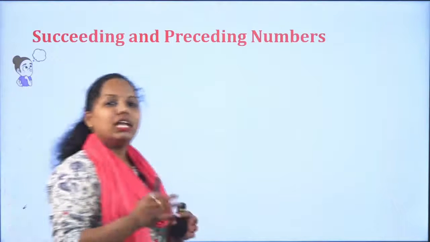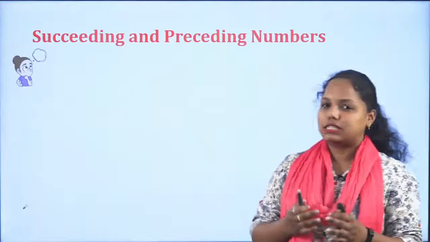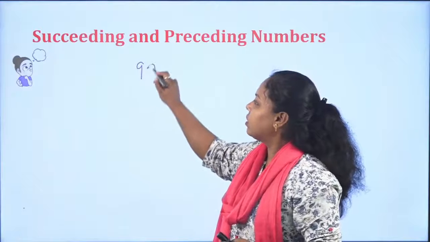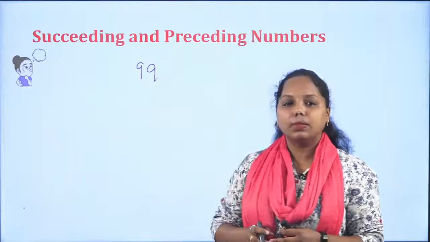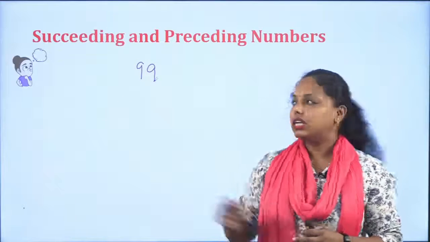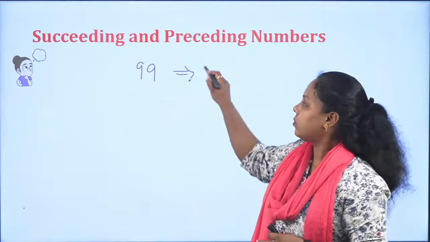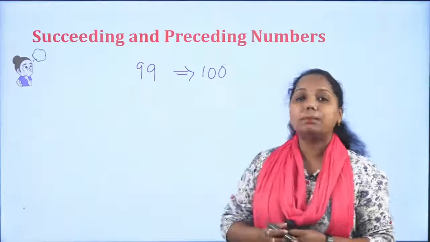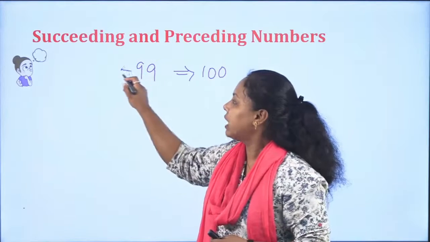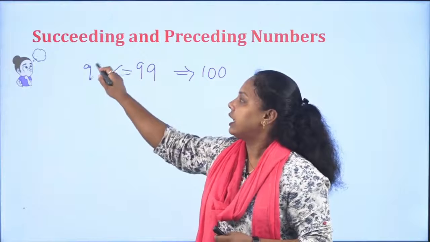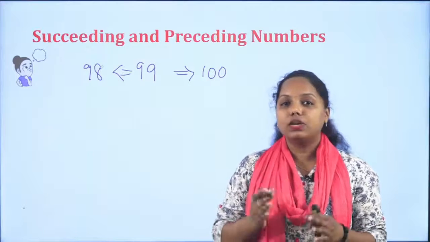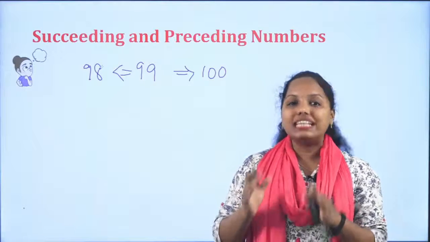In the same way, in numbers also, we will be playing with this. Now, let me take any number. Let me take 99. What is the succeeding number? So, succeeding is the next number. What is the next number after 99? It is 100. What is the preceding number? Preceding is just the before. So, preceding number of 99 is 98.